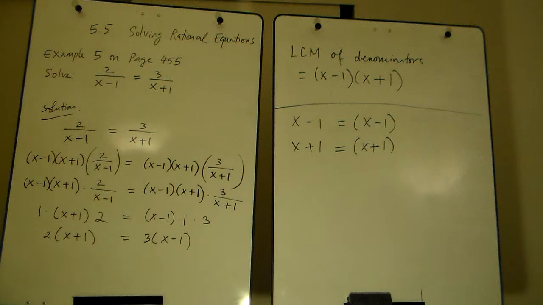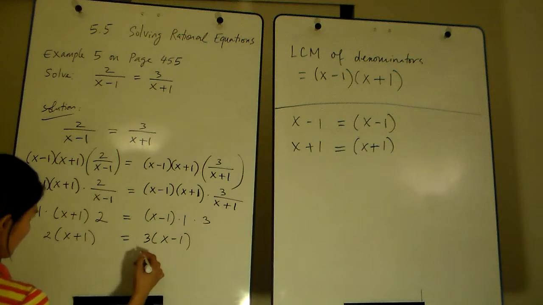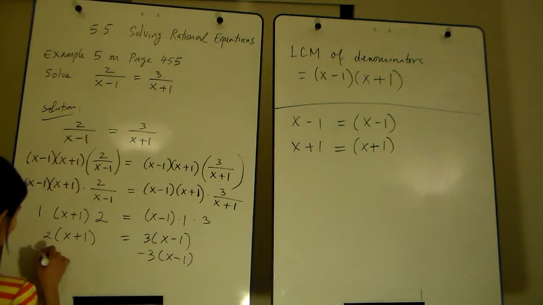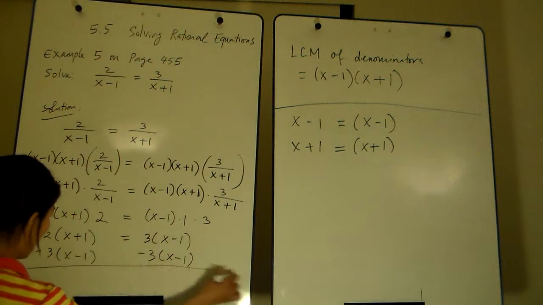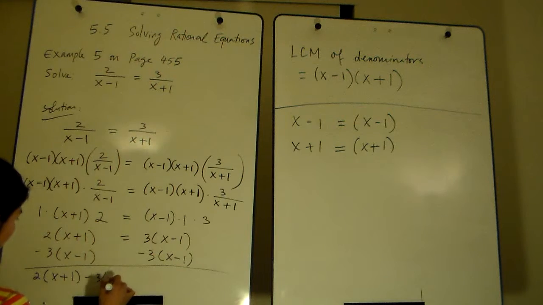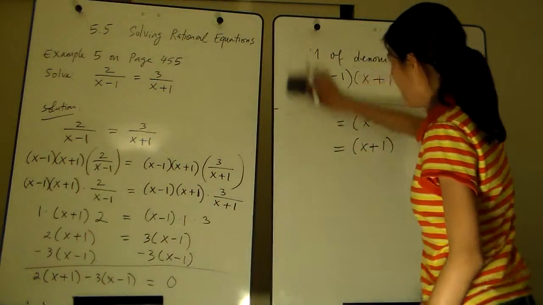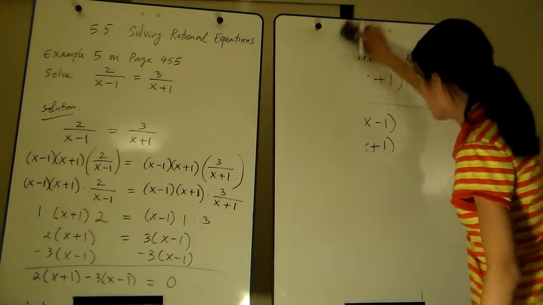Alright, let's group all these together. I would move all terms to one side of the equation to see if I can use the principle of zero products. That's why I want the right hand side to be 0. So we have 2 times x plus 1. I'm going to move all terms to the left hand side, so I will subtract 3 times x minus 1 on both sides. And I'll get 2 times x plus 1 minus 3 times x minus 1 equal to 0 on the right hand side. Then I need to distribute because there's no common factor between these two terms.